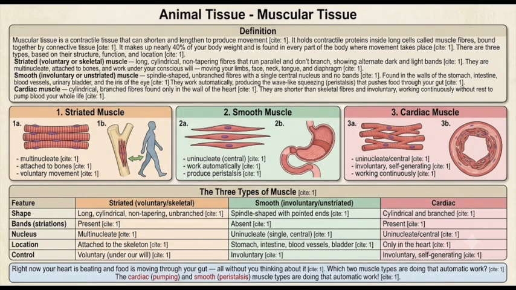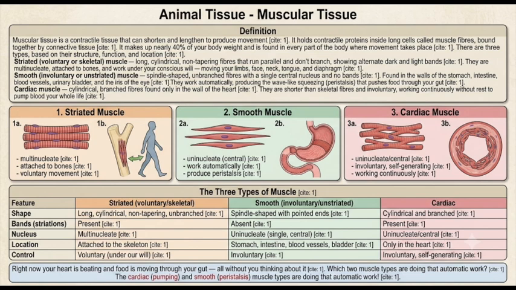Now let's move on to muscular tissue. Muscular tissue is a contractile tissue that can shorten and lengthen to produce movement. It holds contractile proteins inside long cells called muscle fibers, bound together by connective tissues. It makes up nearly 40% of your body weight and is found in every part of your body where movement takes place. There are three types based on structure, function, and location.